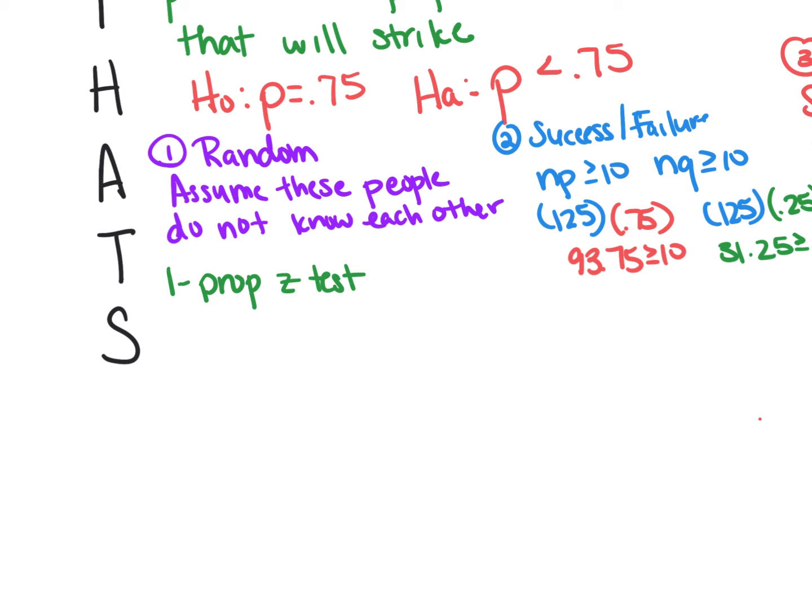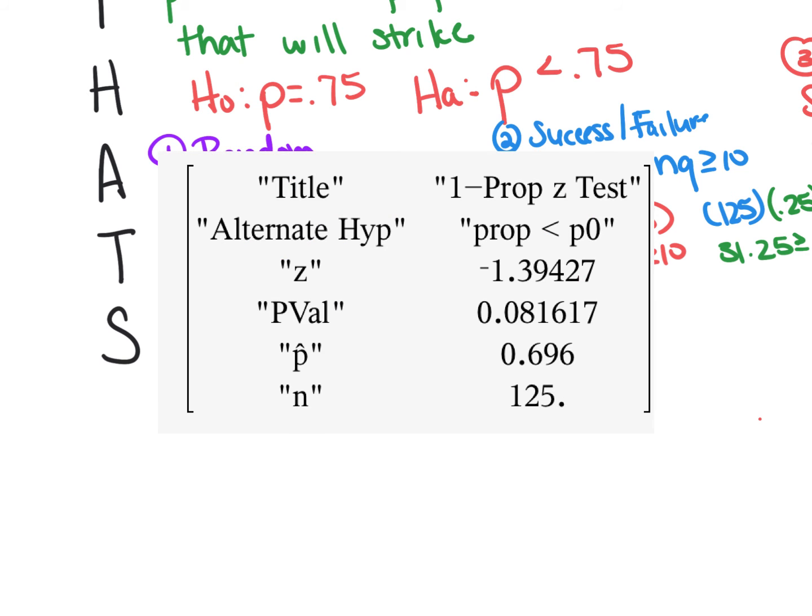And so when I go to my calculator and type all this information, remember they're going to ask me what is the population proportion? The population proportion is 0.75. How many successes did I have? Well, I had 87 members that are going to strike out of the total n, which is 125. And the last step is to set the direction of the actual test. And remember, our direction is less than. And so when we do all of that, we get this information here.